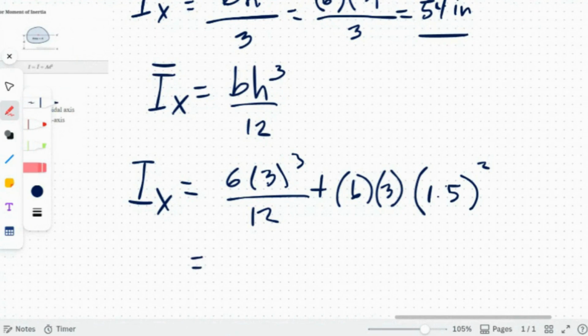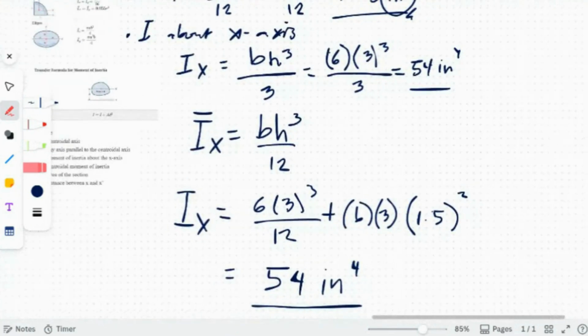You will get the same answer. 12, 6 times 3 times 1.5 squared equal to 54 inches. So see, they are the same.